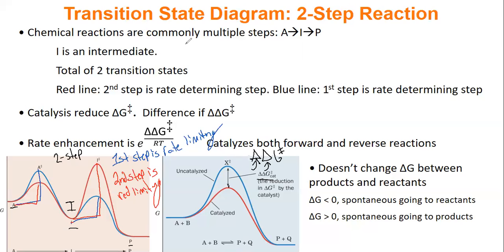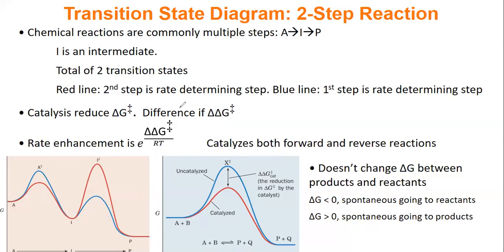All right, so some math to go with this. If we want to know how much a reaction is sped up by a catalyst, this is the equation we want to use. Rate enhancement equals exp(ΔG double dagger divided by RT), where ΔG double dagger is how much you lowered the activation energy. So that is how we can tell how fast we speed up this reaction.